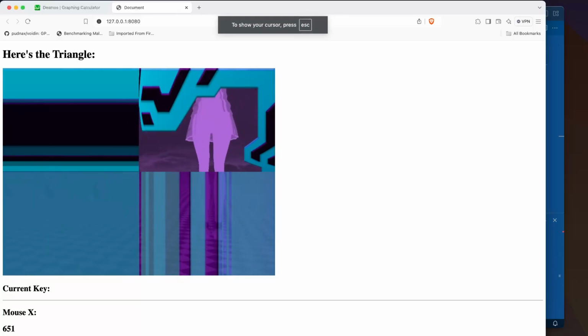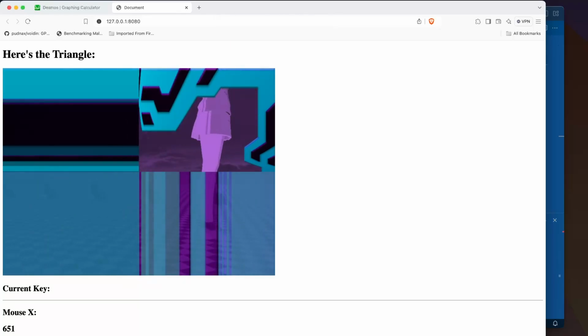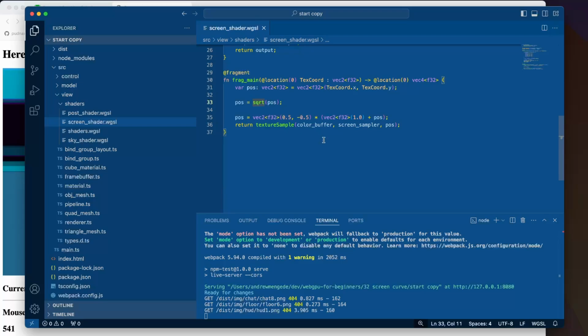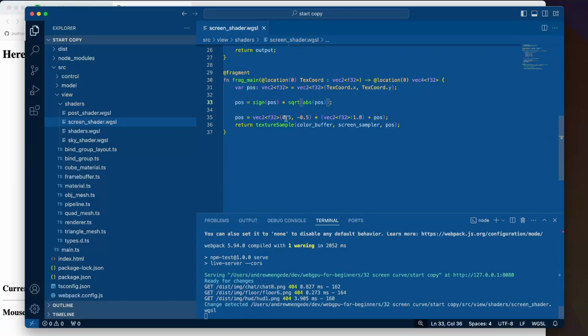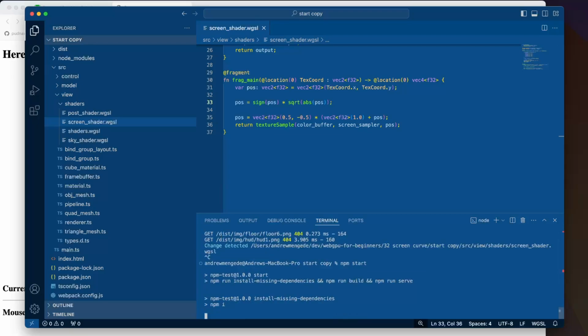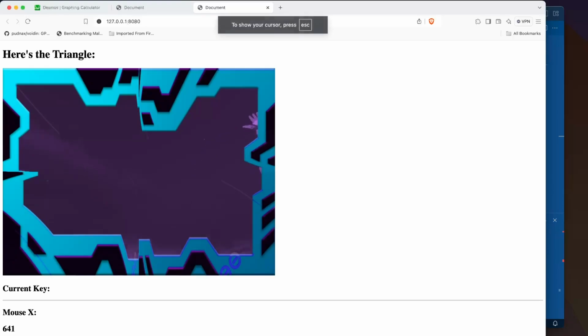And this is really messing up in the negative ranges for the reason that the square root of negative numbers is not defined. So what we could do is take the sign of our position and then multiply it by the positive version, right? So positive square root is totally defined, but then we need to conserve the positive and negative, and that's what the sign operation is doing. So that will put that sign back into the numbers. Here we go. Okay, yeah.